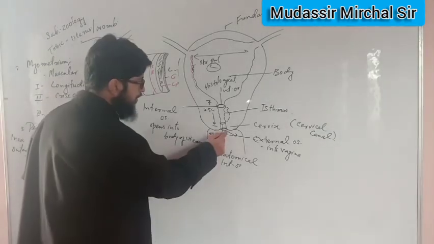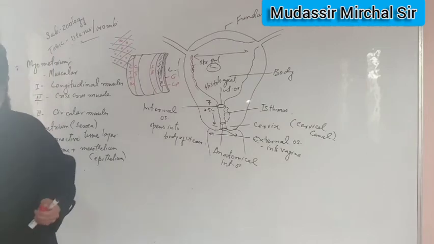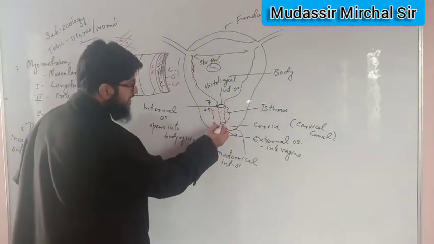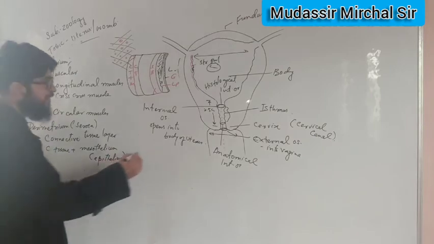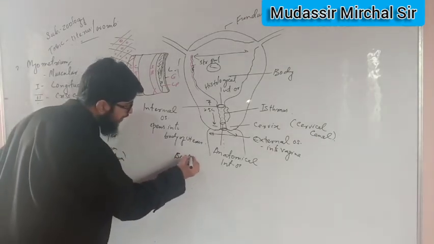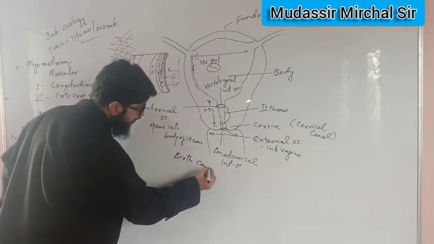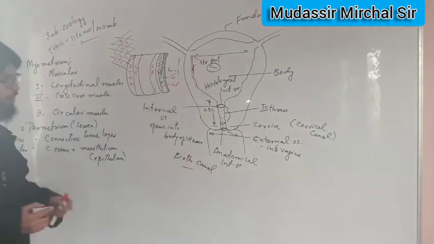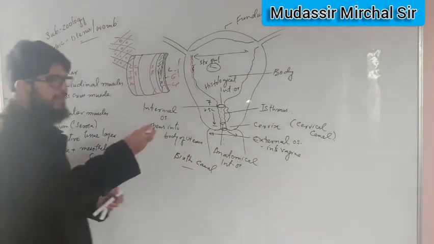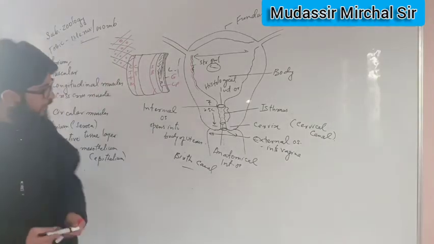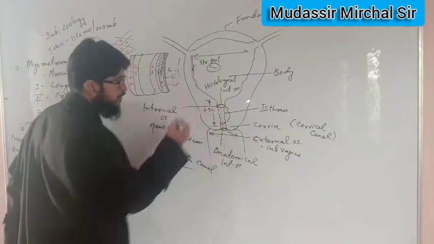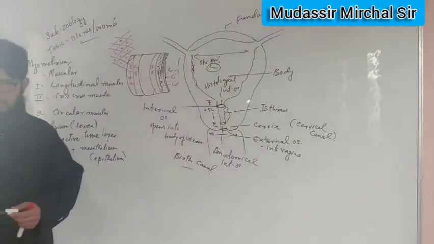Now, talking about this cervical canal. Cervical canal plus vagina, they combinedly are called the birth canal. ठीक है? And they are guarded by sphincters. जैसे stomach में थे, तो यहाँ they are guarded by sphincters. Internal os में, external os में.